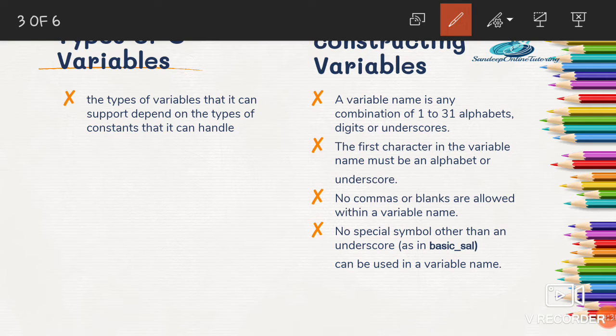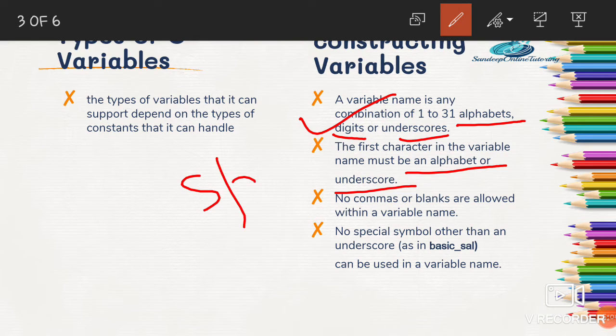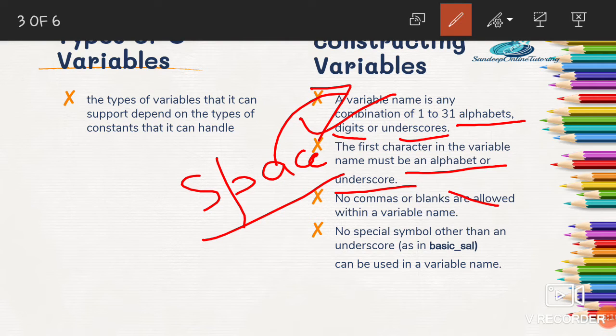While constructing variables we have certain rules, as we already talked about in the case of constants, characters, primary constants and secondary constants. In the case of variables, we have a combination of 1 to 31 alphabets, digits or underscore. The first character must be an alphabet or underscore. It cannot be a space. We cannot use space to declare a variable. No commas are allowed, no blanks are allowed. We can use an underscore.